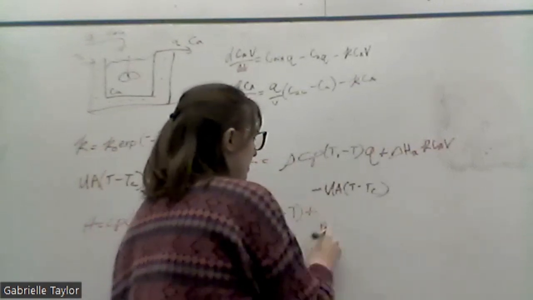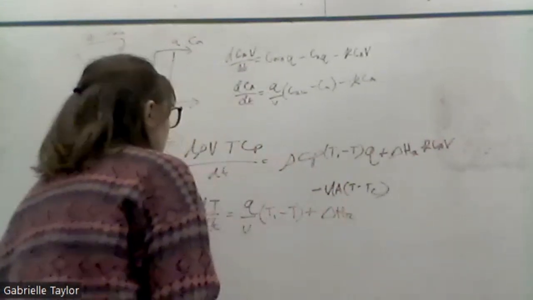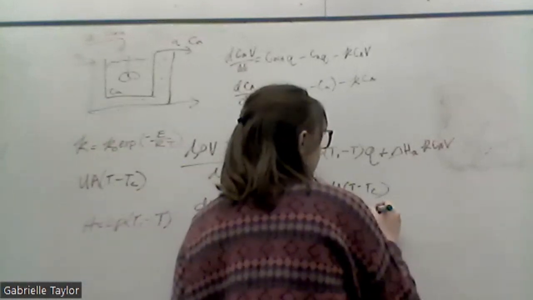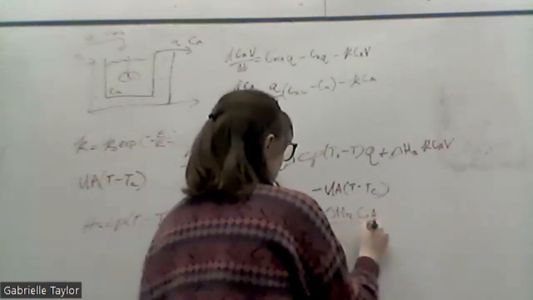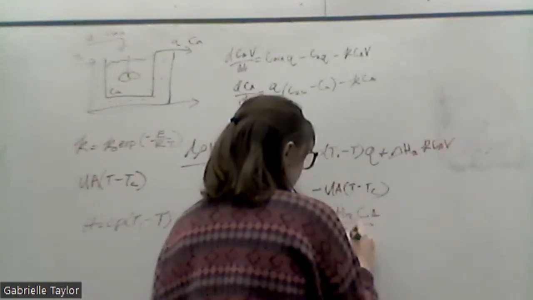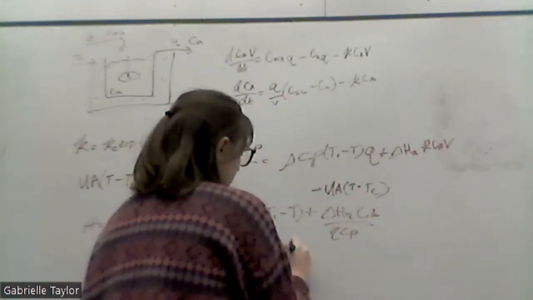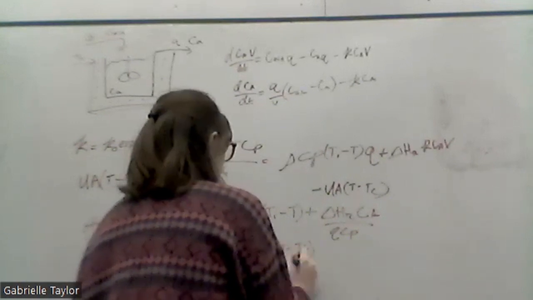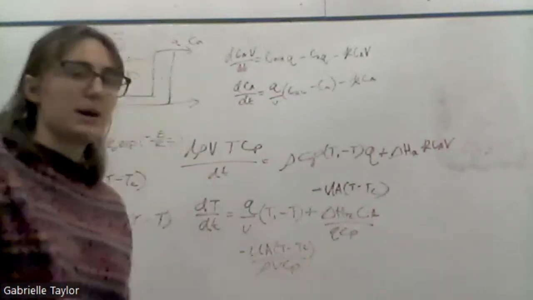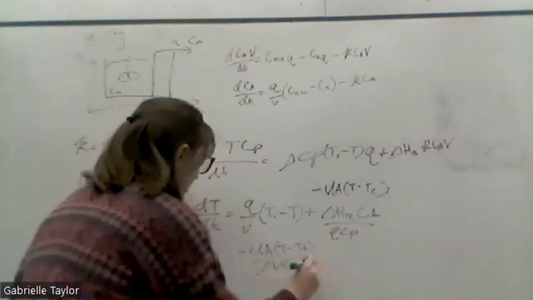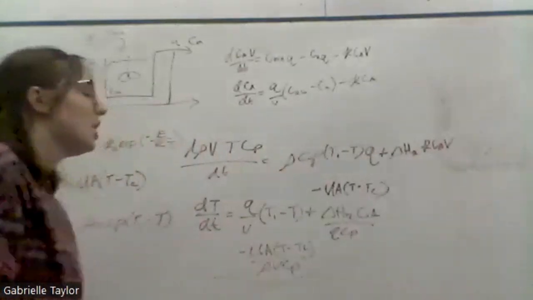And then we're going to have delta HR, and then we'll have our V cancel out. So then it's just going to be a rho over CP. And then lastly, our UA is going to have nothing cancel out. So T minus TC. And then this is going to be over rho CP. Okay, so now this is going to be the differential equation for temperature. And then we have a differential equation for our concentration.